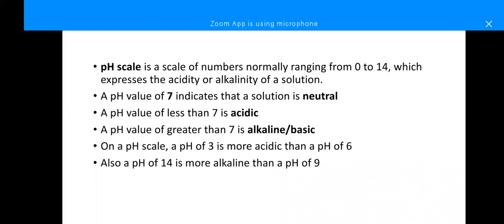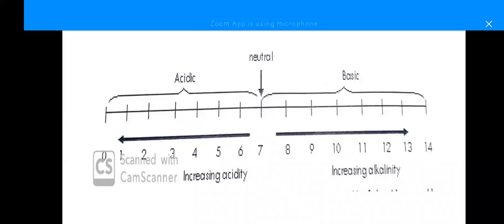Also, a pH of 14 is more alkaline than a pH of 9. So that explains how to use the pH scale on the pH meter.